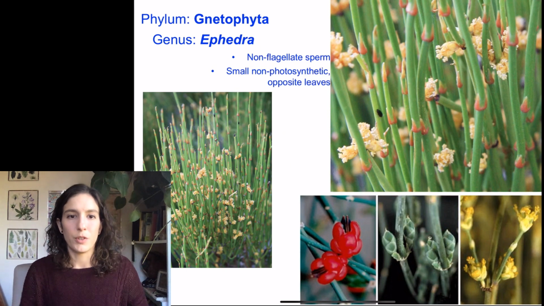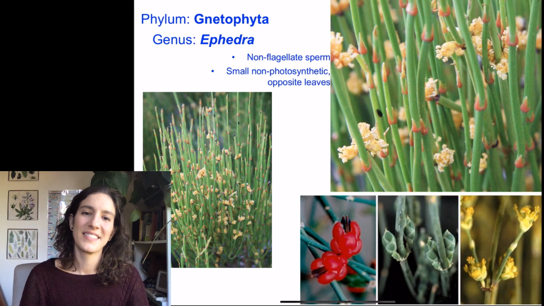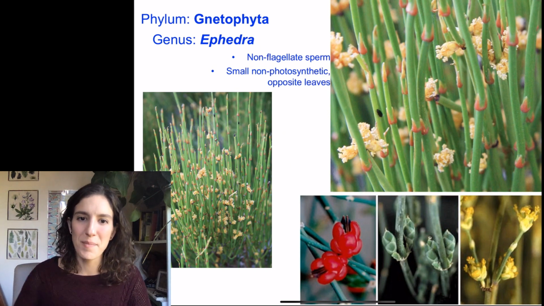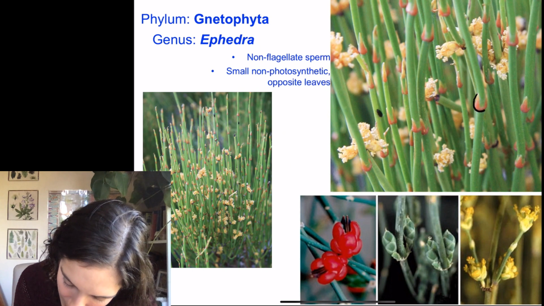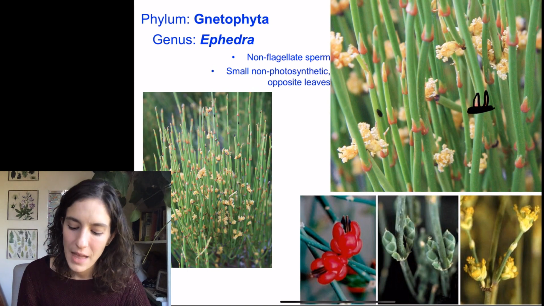These 2 have non-flagellate sperm, and they too have opposite leaves, just like the other members of Gnetophyta that we just talked about. But this time, the opposite leaves are not very noticeable. They're these little dinky brown things, like that you see kind of right here. And that is a pair of leaves, actually, at that node right there.